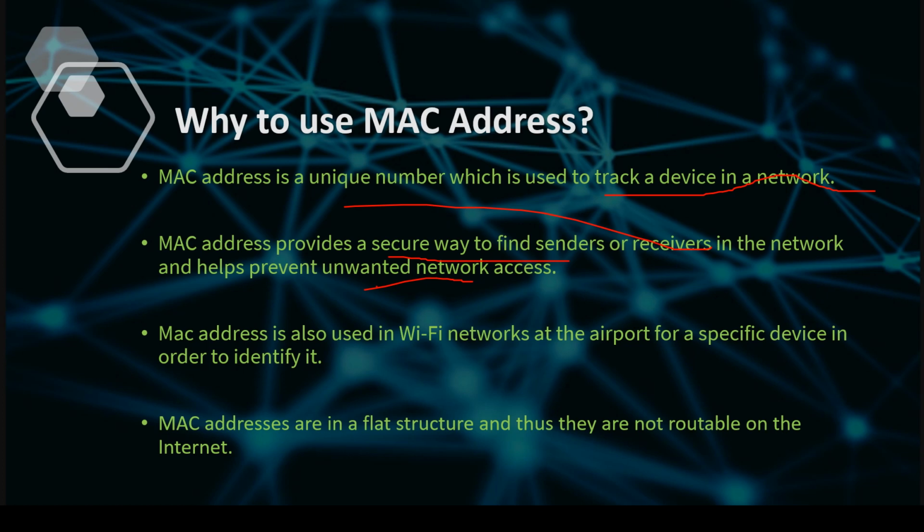And mostly nowadays we are using the internet to get Wi-Fi connection at railway stations, coffee shops, airports. How are they providing it? What they do, they register our MAC address in their network to identify us, and they provide the IP address. These are normally a flat structure, so they are not routable on the internet. MAC address is only used within the LAN.